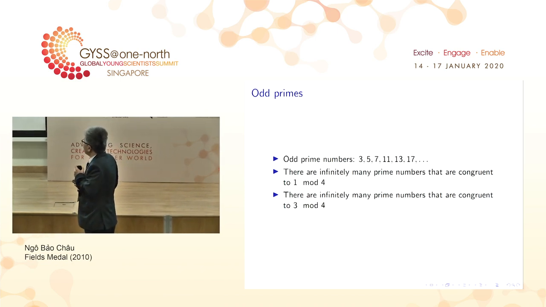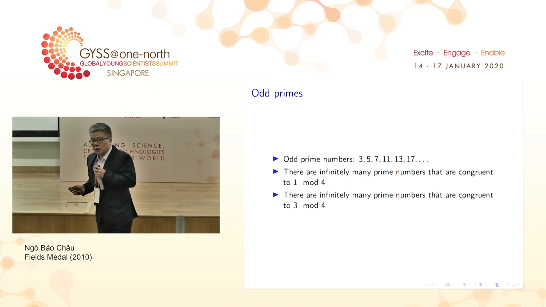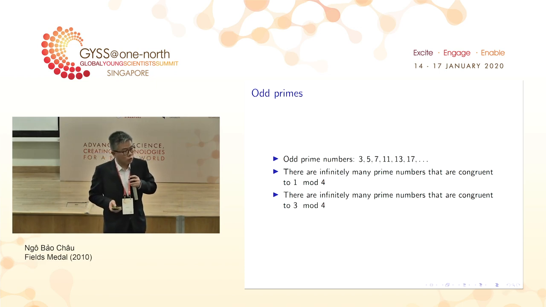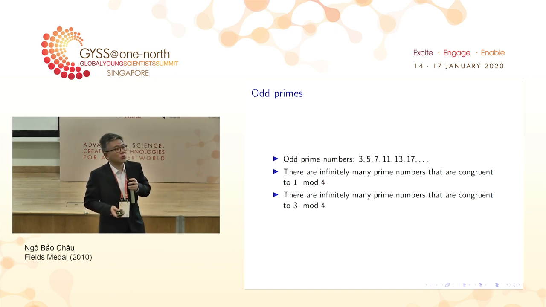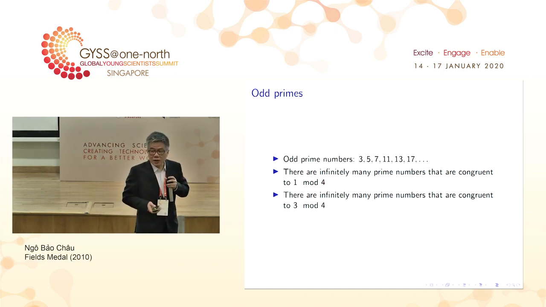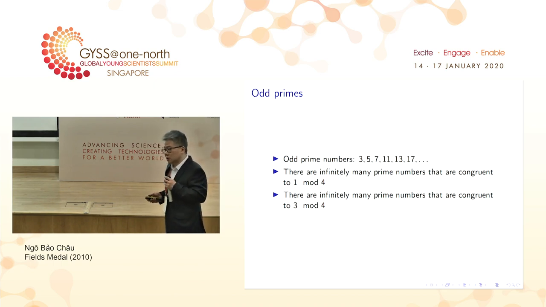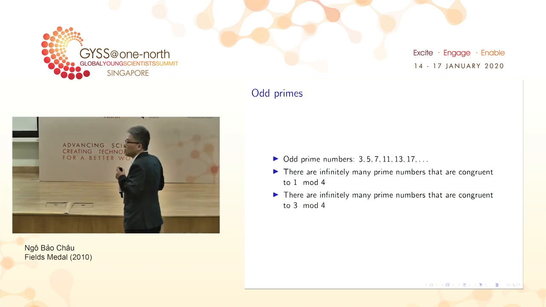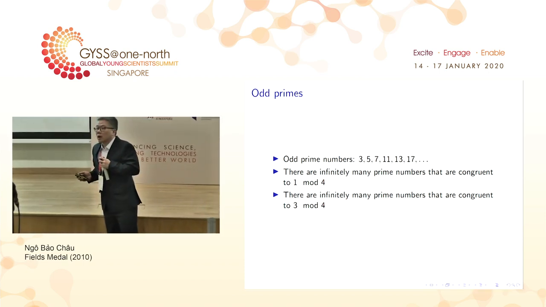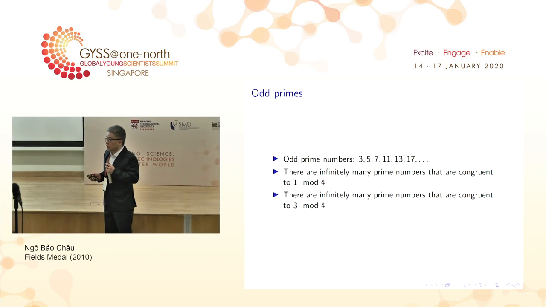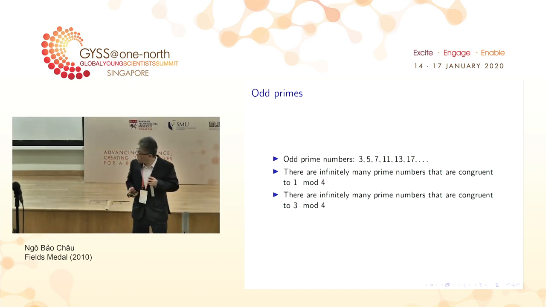And the claim is that there are infinitely many prime numbers on both sides. Infinitely many primes that are congruent to 1 mod 4, and infinitely many primes congruent to 3 mod 4. In some sense, they are both infinite, but they are equally infinite. There are just as many primes congruent to 1 mod 4 as primes congruent to 3 mod 4, in some appropriate analytic sense that I'm trying to convey.